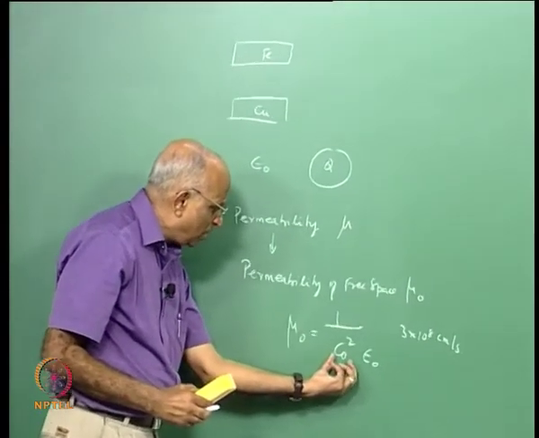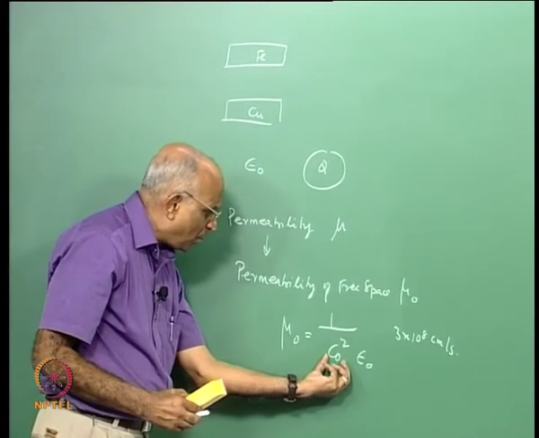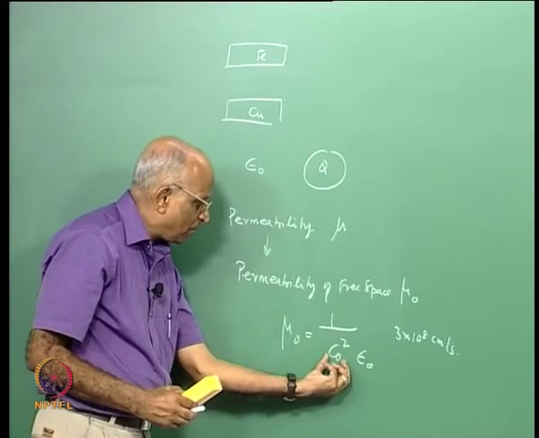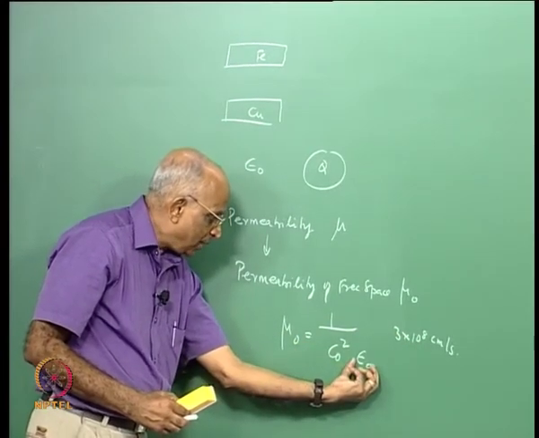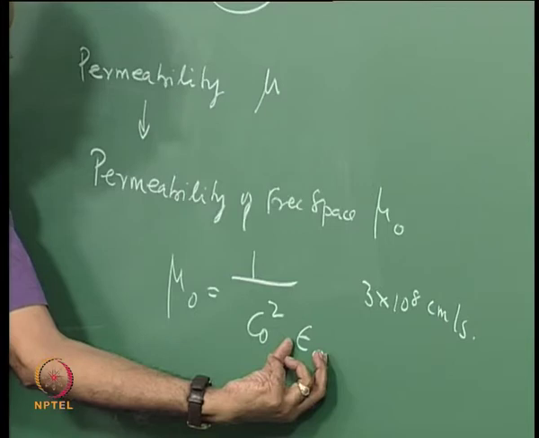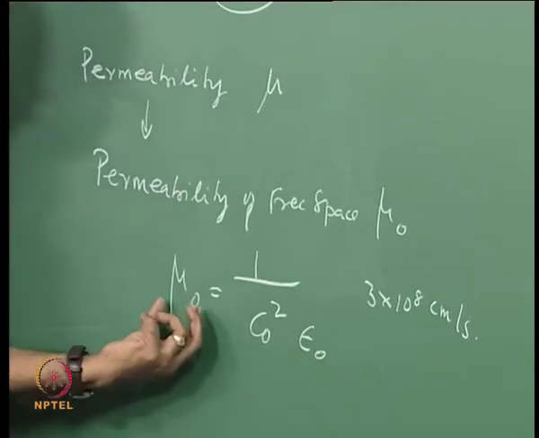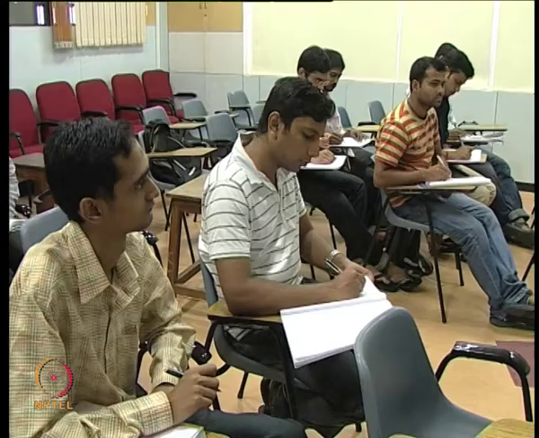We know C is equal to C naught, that is in vacuum speed of light is 3 into 10 to the power 8 meters per second. We already calculated this as 1 over 4 pi into 9 into 10 to the power 9. I can get the value of permeability of.